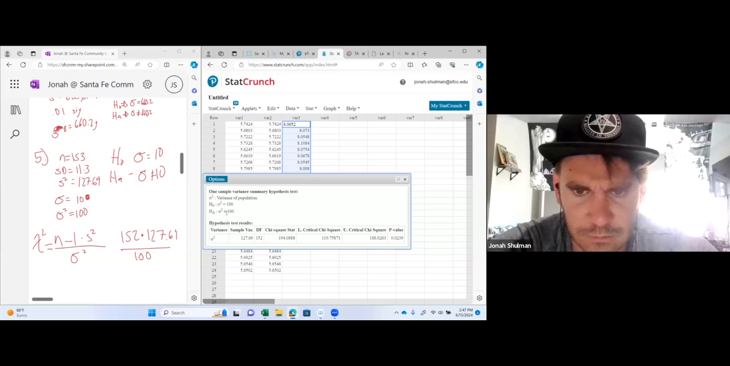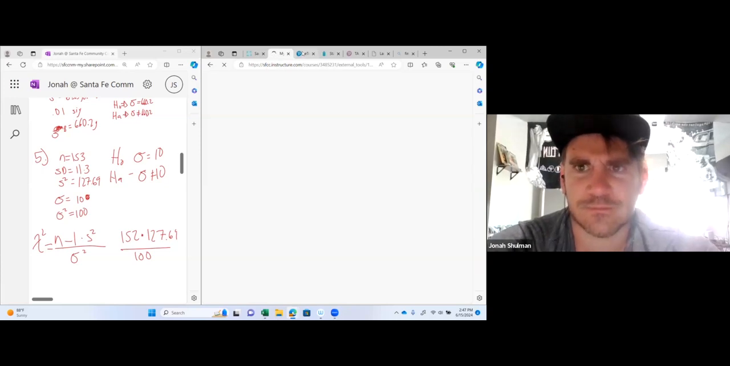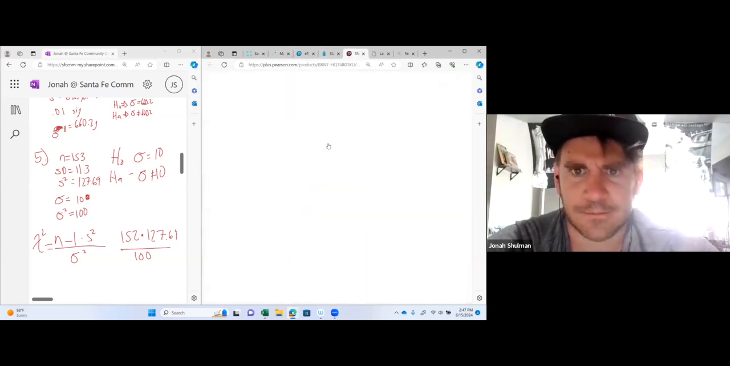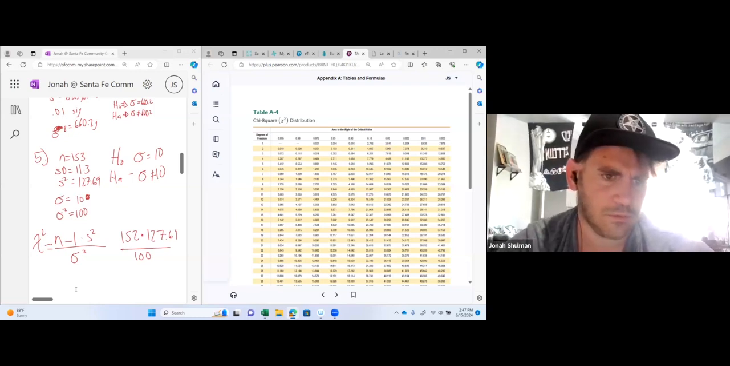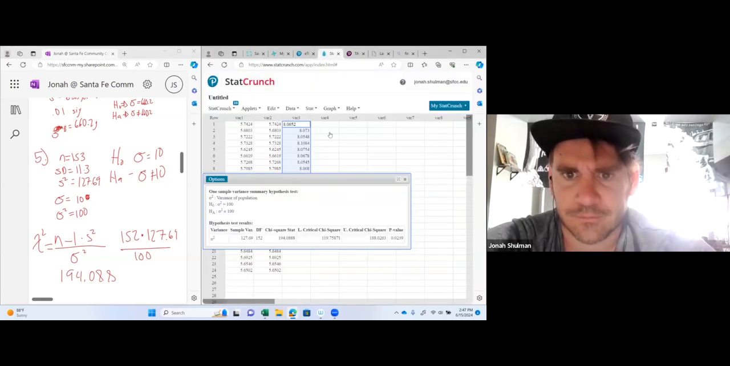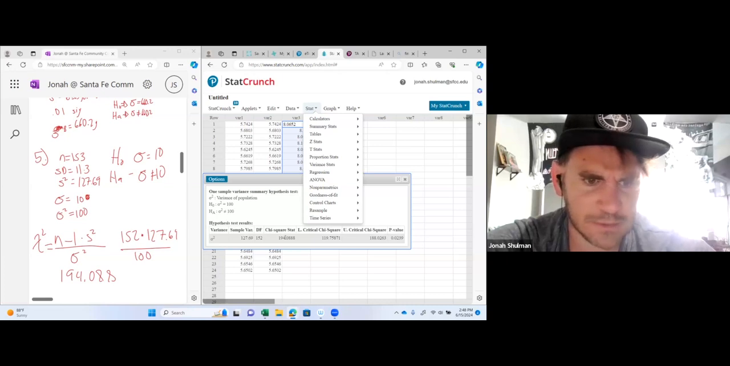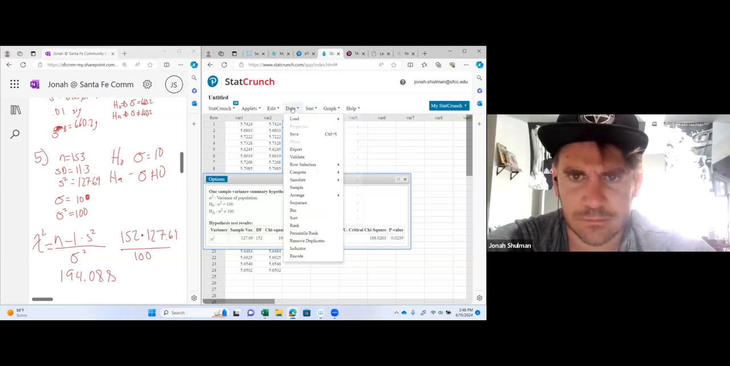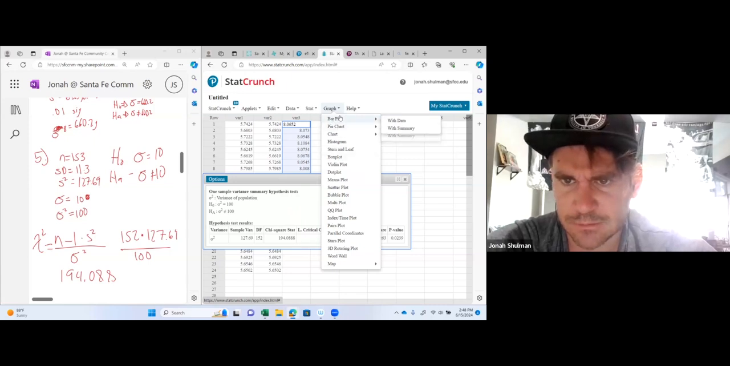194.008. 194.088. That's what it is. How did the book get something different? Well, this is right. I don't know how the book messed it up, but I guess the book is bound to make mistakes sometimes.